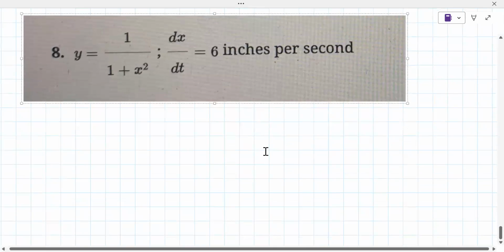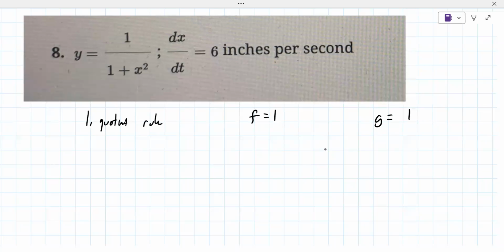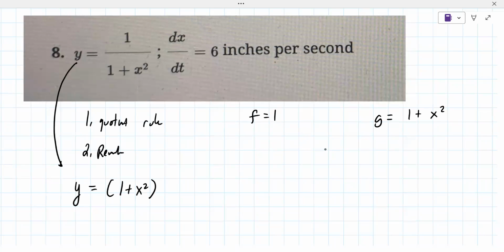Yeah, so a couple ways to do the derivative here. One option is to use quotient rule. It's kind of what most students veer towards on this because it's got a top and a bottom. You make F 1 and G 1 plus x squared, and that does work. The other option here is a rewrite. Let me do that for you here: y equals 1 plus x squared to the -1 power. And then from here, it's actually a power rule followed by a chain rule.